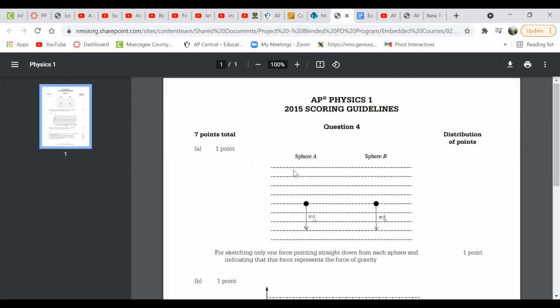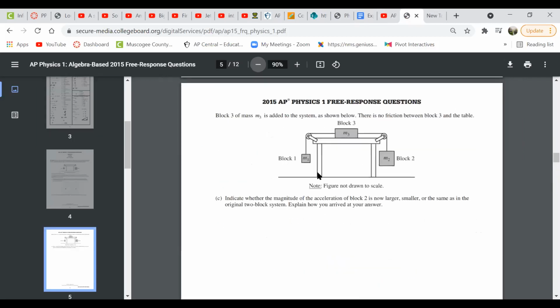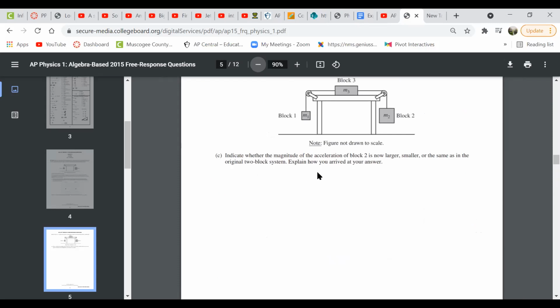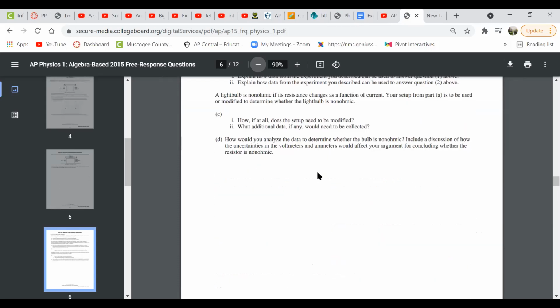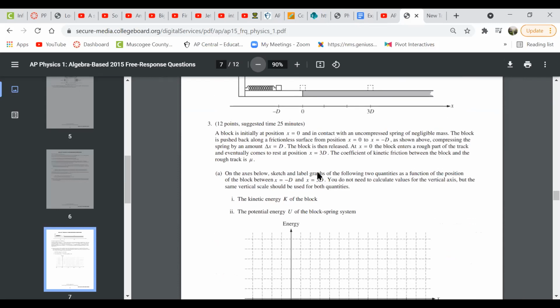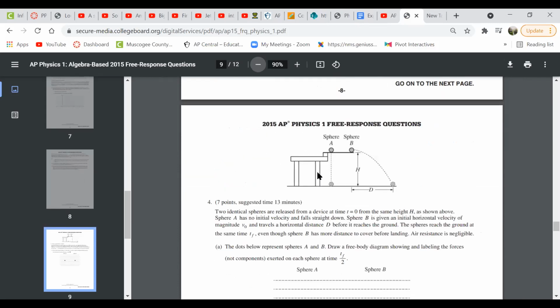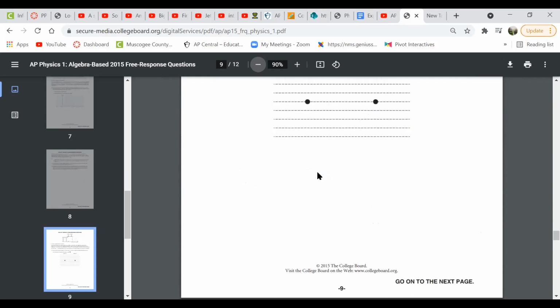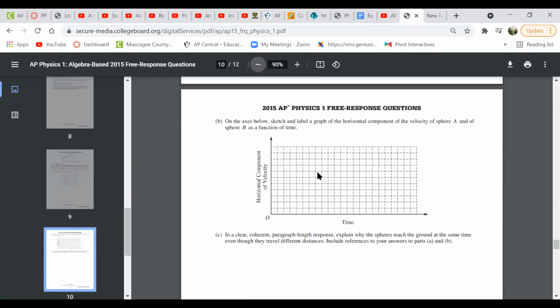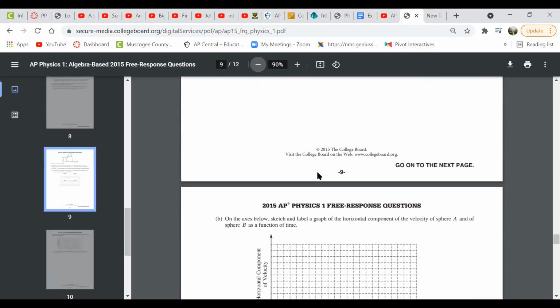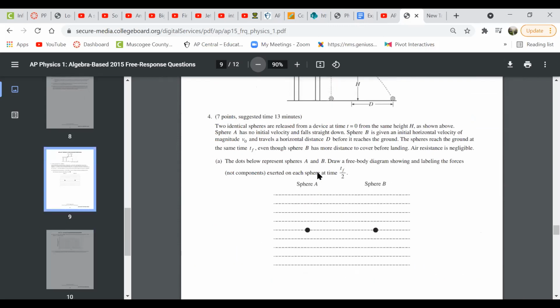Hold on. There's no graph. Oh yeah, it just cuts off. Oh, there. Oh, this is question 4. We've been tricked. That makes so much more sense.